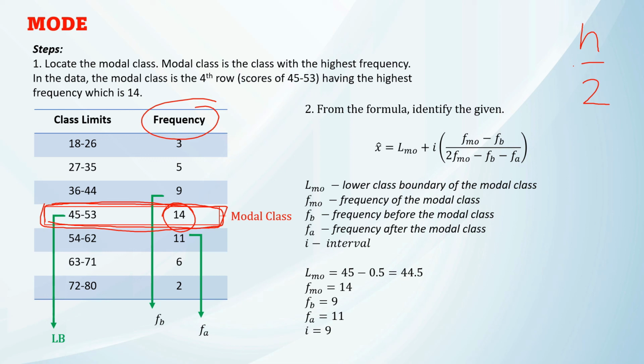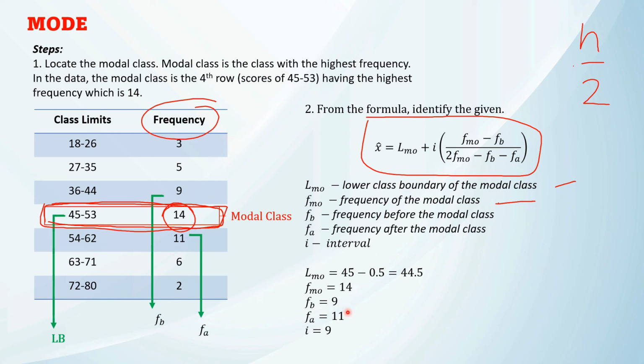Okay, so next step, you will solve for the mode using this formula. L sub MO is the lower class boundary of the modal class. F sub MO is the frequency of the modal class. F sub B is the frequency before the modal class. F sub A is the frequency after the modal class. And I is the interval or the class size.